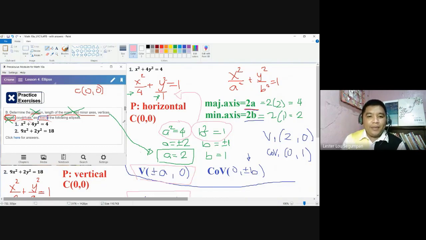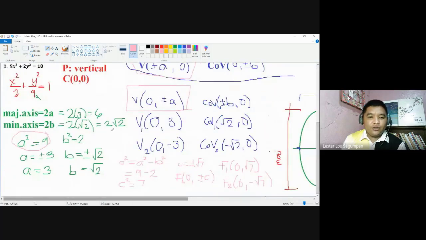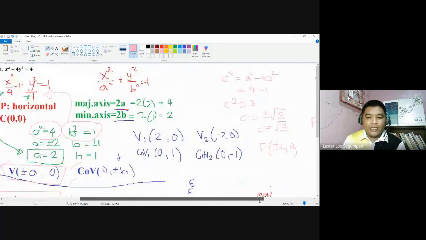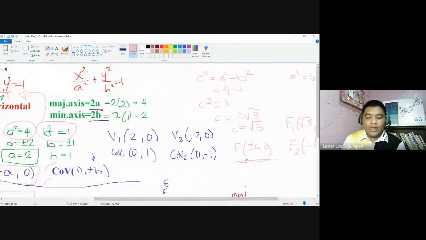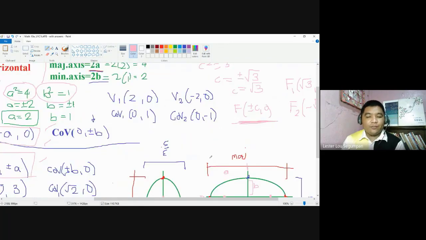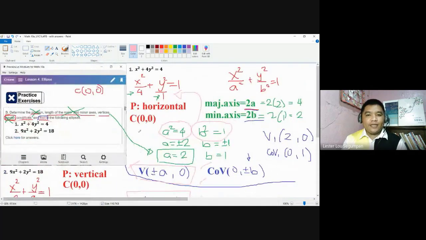With the use of A and B, we could determine the vertex and covertices depending on the orientation. They are different for each position. And with the values of A and B again, we could get the value of C for our foci, and still the formula of the foci differs depending on the orientation or position of our ellipse. So please practice doing this, because when we graph later, we need these ideas and ideals rather.